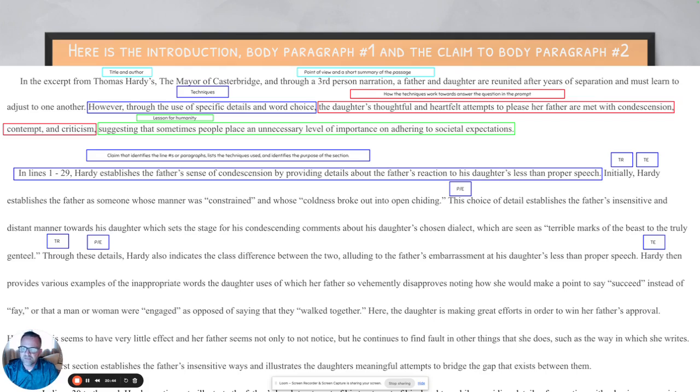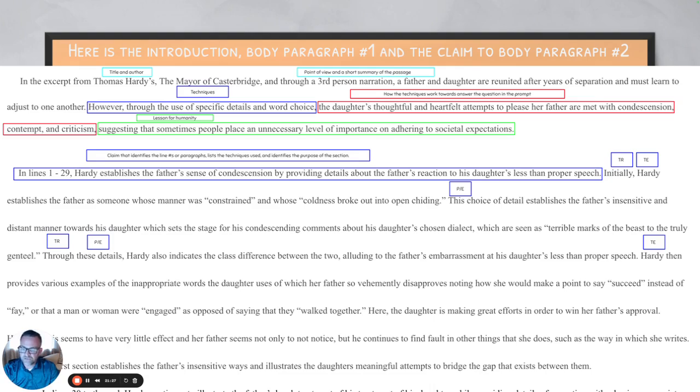Hardy then provides various examples of inappropriate words the daughter uses, of which her father so vehemently disapproves, noting how she would make it a point to say succeed instead of fey, or that a man or woman were engaged as opposed to saying that they walked together. Here, the daughter is making great efforts in order to win her father's approval. However, it seems to have very little effect, and her father seems to not only notice, but he continues to find other fault in other things that she does, such as the way in which she writes.